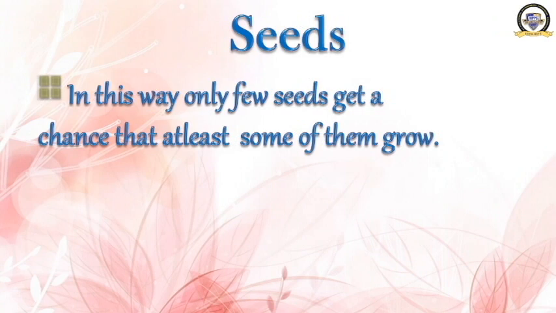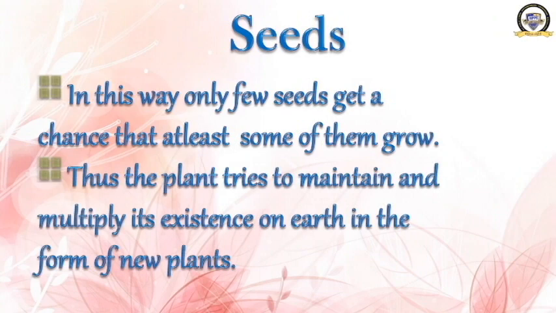Okay. In this way, only a few seeds get a chance to grow. All the seeds are not getting a chance to grow. Therefore, a plant produces so many seeds to have a chance that at least some of them grow. There are many plants or trees which produce a large number of seeds, but all the seeds are not growing into new plants. A chance is there that some of those seeds will grow into the new plant. Thus, the plant tries to maintain and multiply its existence on the earth in the form of new plants.